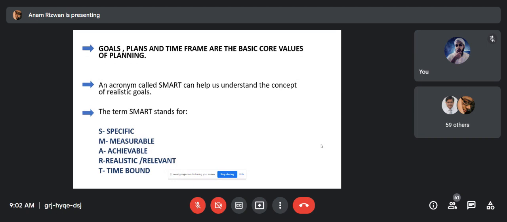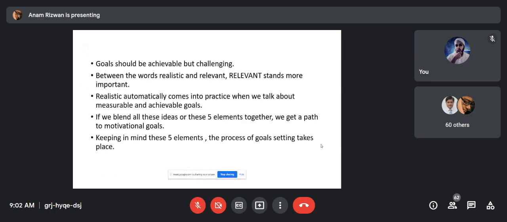Talking about T, that is time bound, there should be a time frame to complete it. For example, I said that I want to achieve 1,000 sales at the end of this month, so that particular 1 month is my time frame. So, from the first slide, we can simply conclude that goals should be achievable but challenging. Between the words realistic and relevant, relevance stands more important. Realism automatically comes into practice when we talk about measurable and achievable goals.